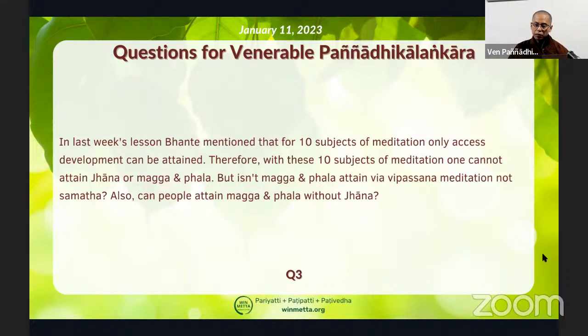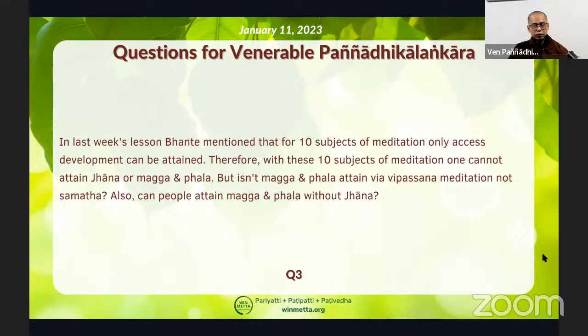So upacara development is called before the attainment of jhana and magga-phala. That is called the upacara development. It is mentioned that the 10 meditation subjects only support attaining upacara concentration. What we call the jhana or magga-phala is appana. So when I explain about appana development, mental development, I say not only the jhana, but the magga and phala are also called appana.